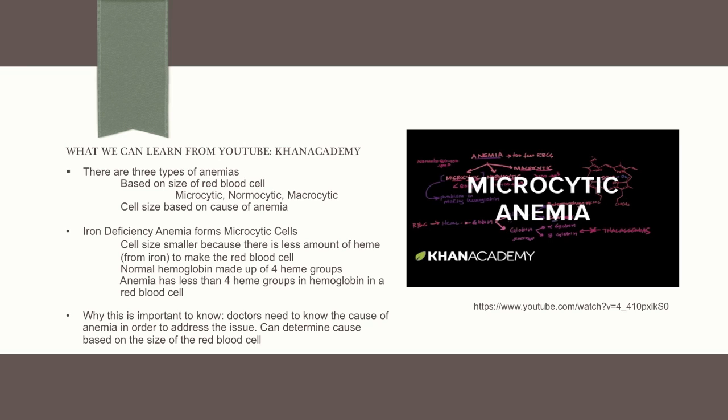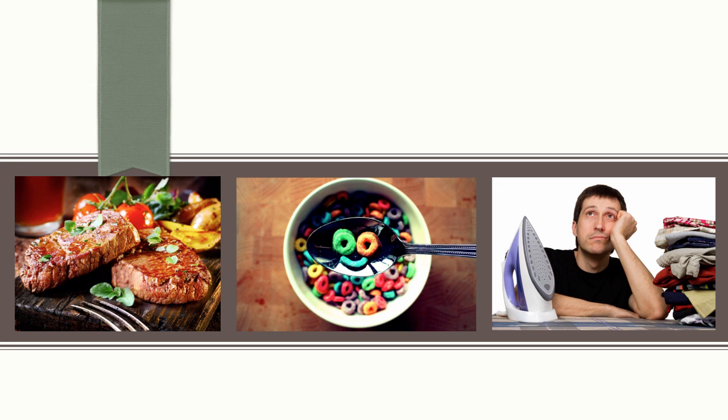And if you would like to learn more about microcytic or other types of anemia, visit Khan Academy on YouTube and you will be blown away by the amount of information available for you to learn. So the next time that you decide to cook up some steak, to eat cereal, or iron your clothes, think of all of the ways iron is contributing to your health, how it gets absorbed, how much you need daily, and all the ways you can keep learning about it.